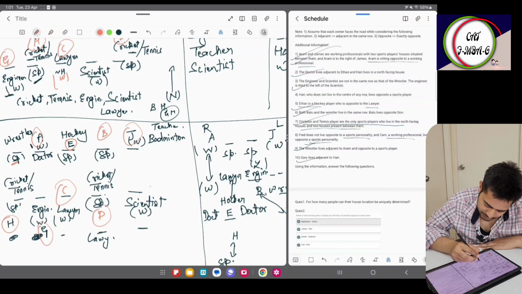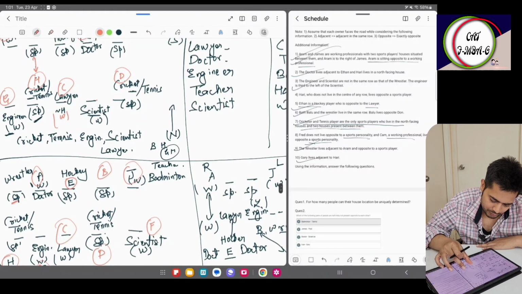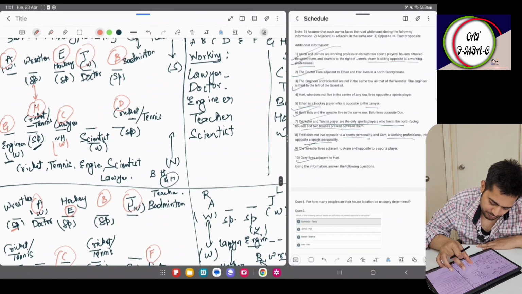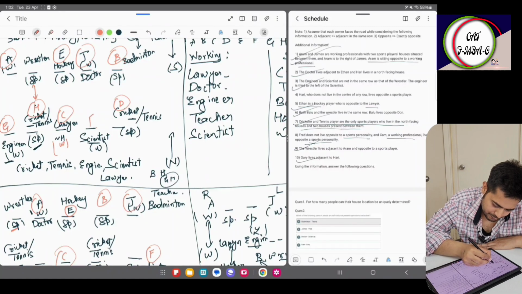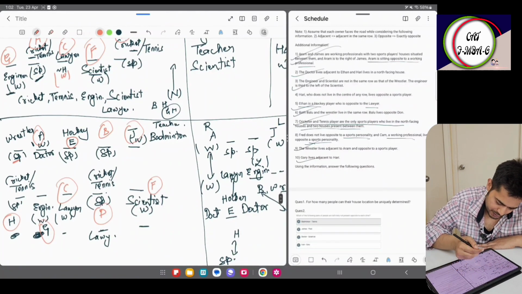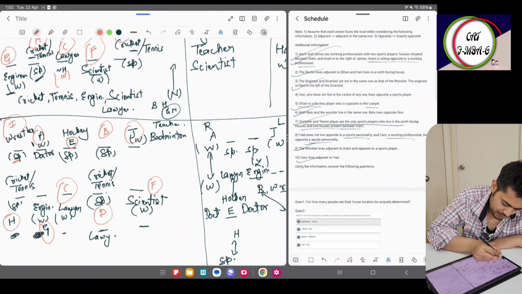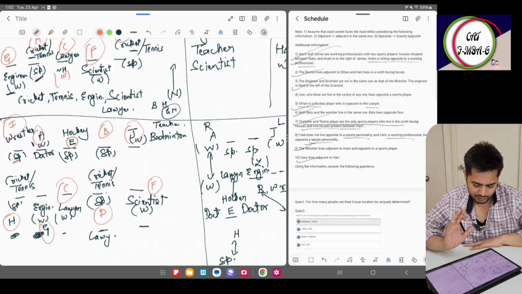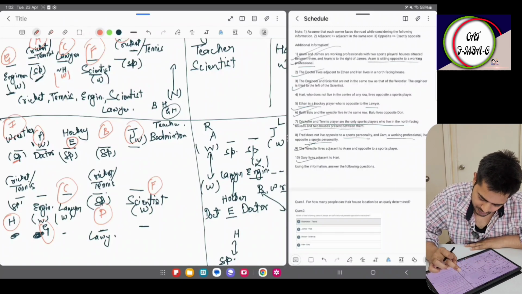Only place left empty is here. Fred lives opposite a working professional. In the above case, Fred lives opposite a working professional. Last place left is of I. I think we have filled the table up to the best of our abilities.